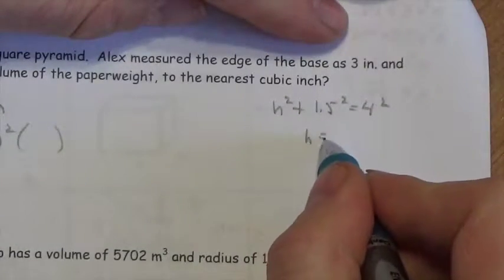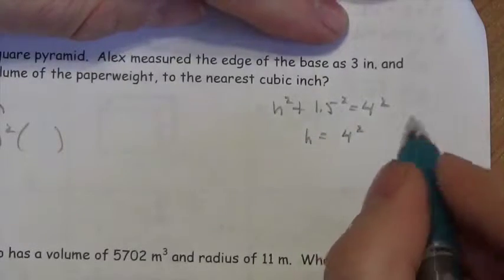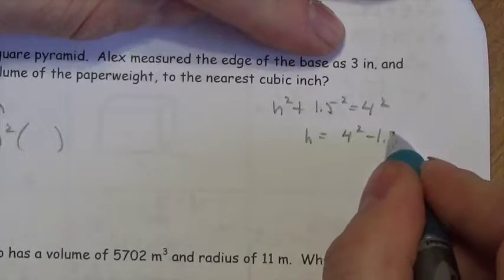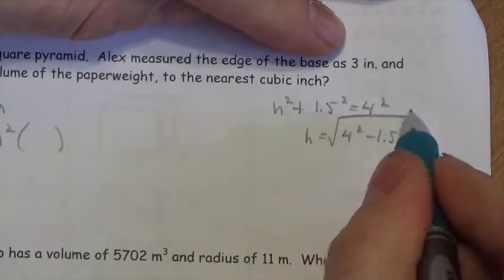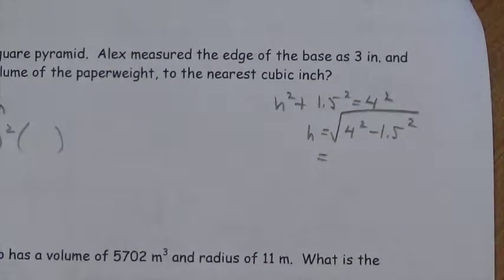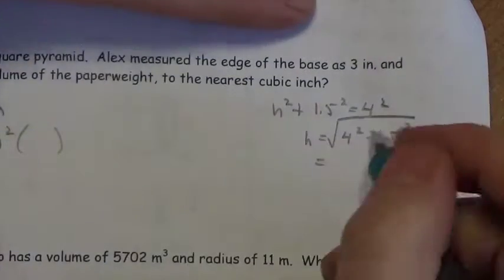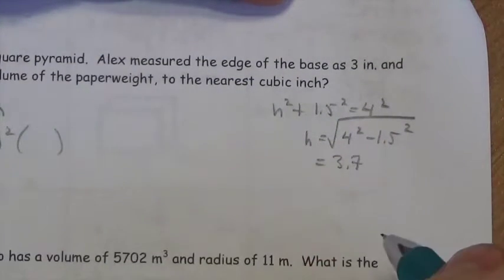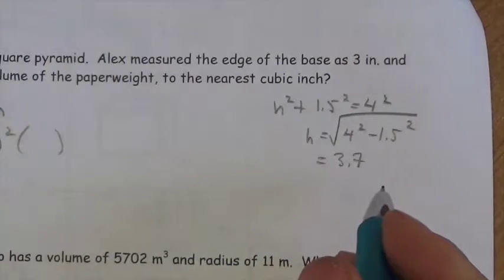So h is going to equal, well, I've got 4 squared, which is going to be 16, and I'll subtract 1.5 squared, and I'll square root that. I'm just going to go right to my calculator and have my calculator do that for me. So just the square root of 16 minus 1.5 squared, I don't know what that is off the top of my head. Okay, so to the nearest tenth, I've got 3.7. Okay, so roughly 3.7 here.